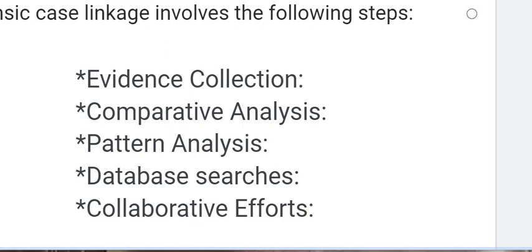Now, the third stage is pattern analysis. Investigators look for patterns in the forensic evidence, such as similarities in the type of weapon used, the modus operandi of the perpetrator. At times you see some criminals, maybe they are a gang member or it's just a single person that is just killing people serially.